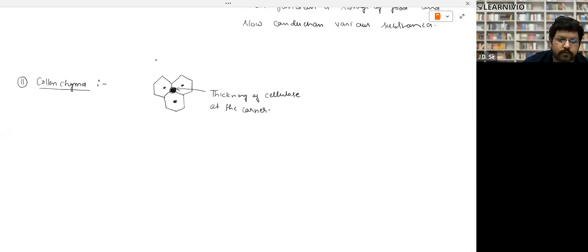At every corner, at every joint, there will be thickening of cellulose. Cellulose deposition takes place. It provides them strength, that's why they become stronger. Here the thickening will take place, so at every joint the thickening of cellulose takes place, and it provides them strength.